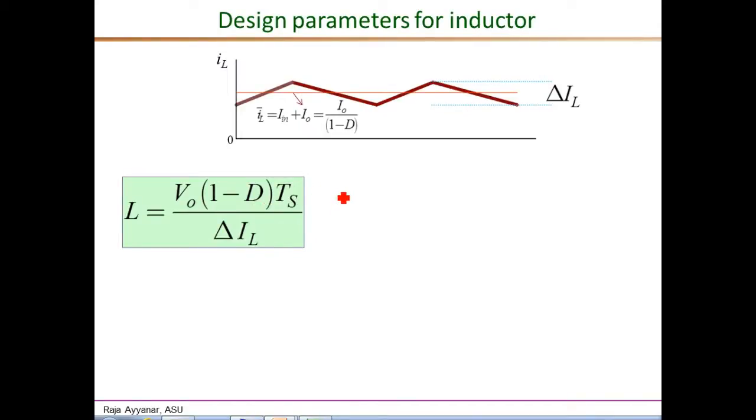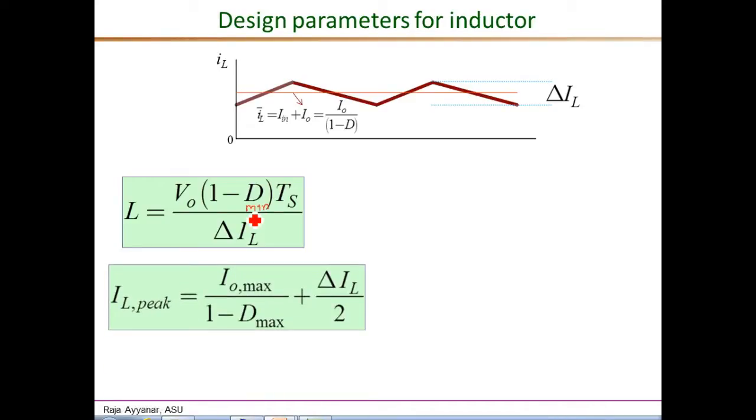This slide lists all the parameters required for the selection or the design of the buck boost inductor. From the previous slide, we saw that the required inductance L is given by this expression, and here we should substitute D minimum for the worst case design considerations. The other parameters include the peak value of the inductor current, and that is the sum of the average current plus 1/2 of this peak-to-peak ripple.